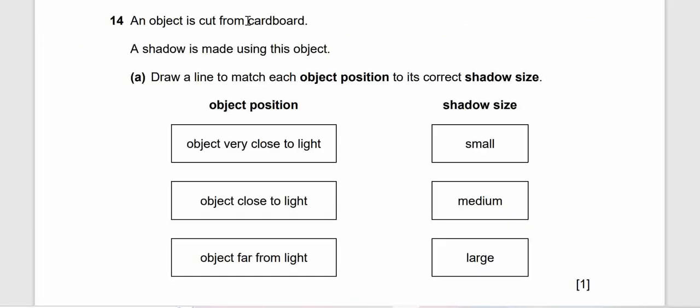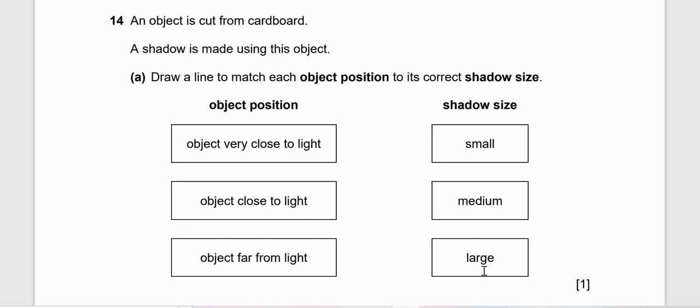Next, question 14. An object is cut from cardboard. A shadow is made using this object. A. Draw a line to match each object position to its correct shadow size. Object very close to light, object close to light, object far from light. Is the shadow size small, medium, or large?